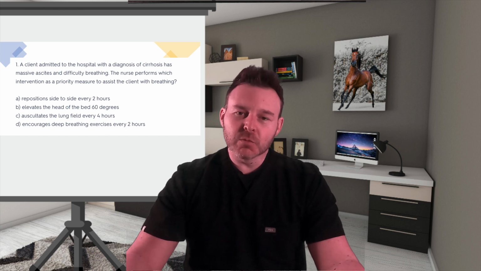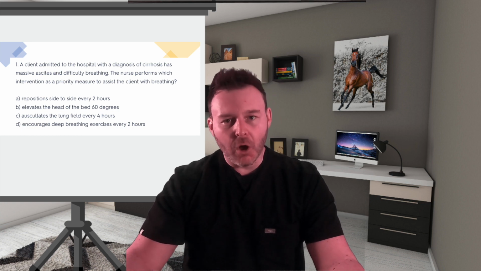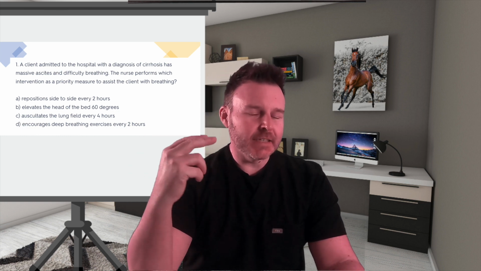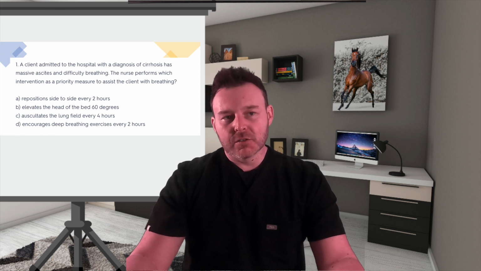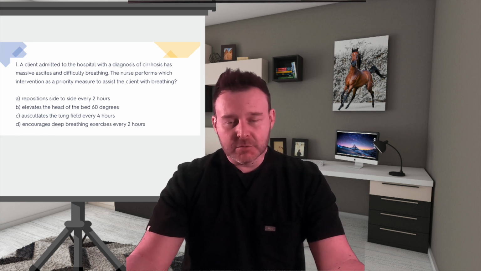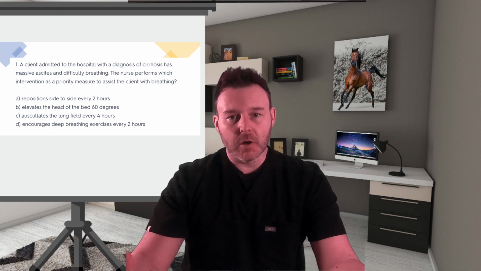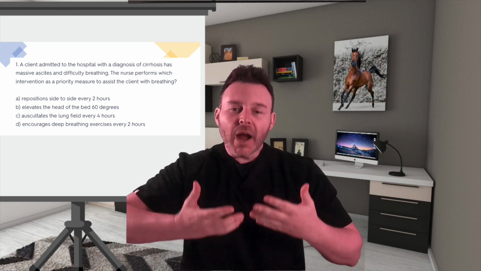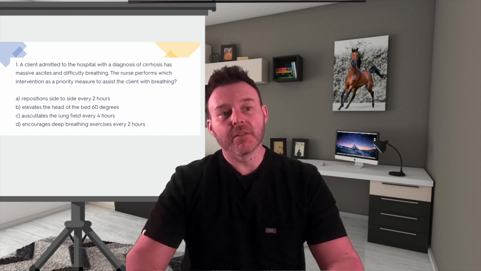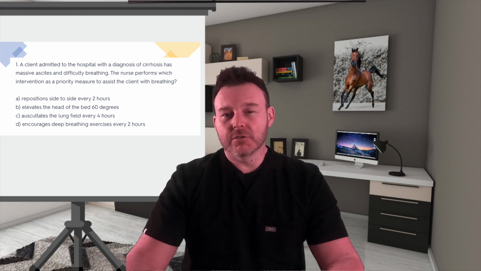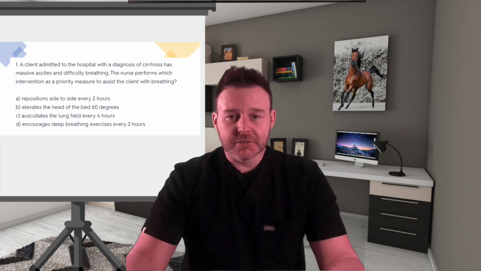Okay, so for this one, what's our priority? It's always A, B, C, ABCs, right? So we're always worried about airway. If this person has massive ascites, which is a giant fluid buildup in the abdominal area, it's putting pressure on their diaphragm, making it difficult to breathe. So the first thing we're going to do is elevate the head of the bed to 60 degrees. So the correct answer is B.